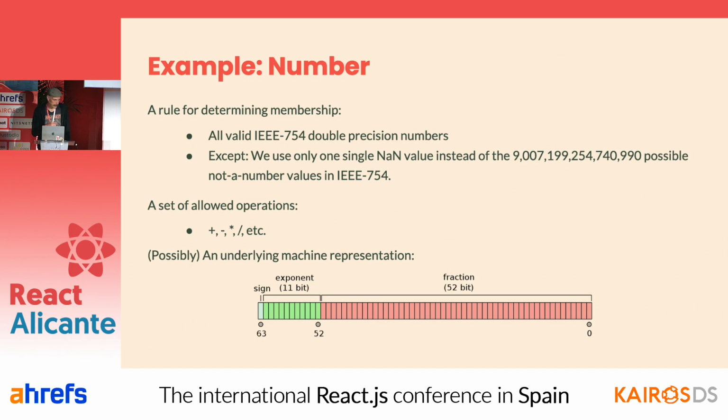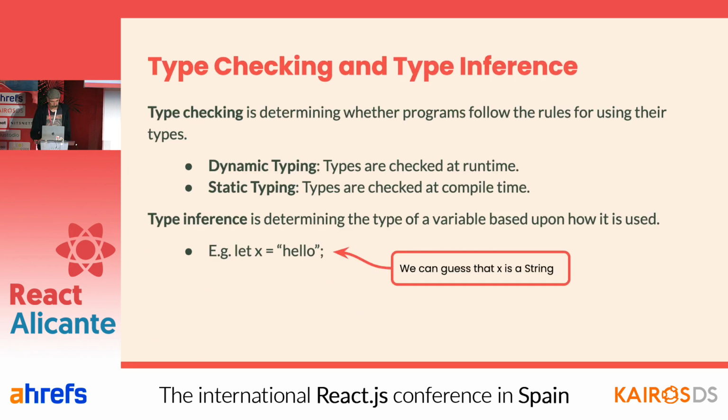Good old JavaScript numbers. So we have a rule for determining membership. We take all valid IEEE 754 double precision numbers. That's an international standard for floating point arithmetic. Except in JavaScript, we have only one single not-a-number value instead of the over 9 quadrillion possible values that are allowed for in IEEE 754. And there's actually a reason for that, but I won't get into it today. We also have a set of allowed operations, addition, subtraction, etc., and an underlying machine representation, which comes from that standard. If you look closely, you'll notice that there's a sign bit, which is why we have both positive and negative 0 in JavaScript.